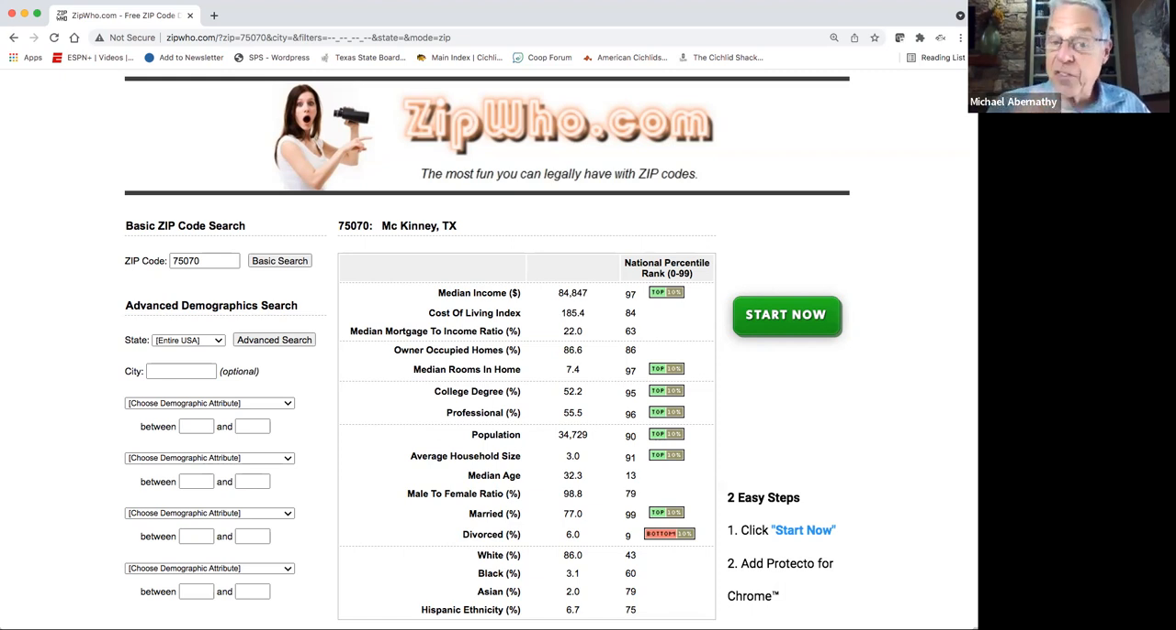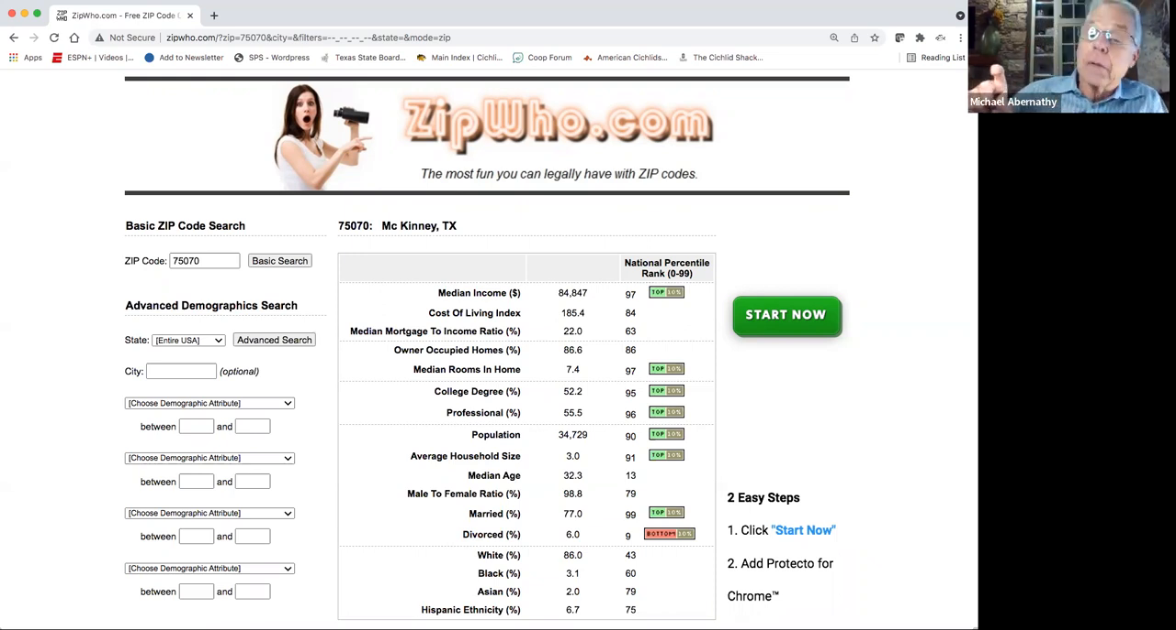Now, you're going to see that when we look down here and see that colleges, a college degree, and professionals, top 10%, actually in the top 4 and top 5% of any place in the United States. Owner-occupied homes, 87%. These people have dentists. And median rooms, almost double what it was in Sherman, Texas. Top 10, top 3%. Population 34,000. Now, Texas is one of those weird things where our zip codes geographically are larger because we don't have a river or a mountain in the way.